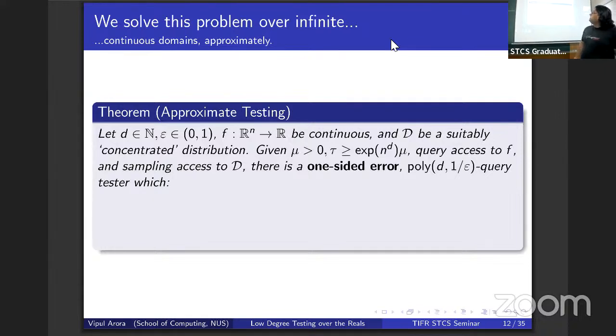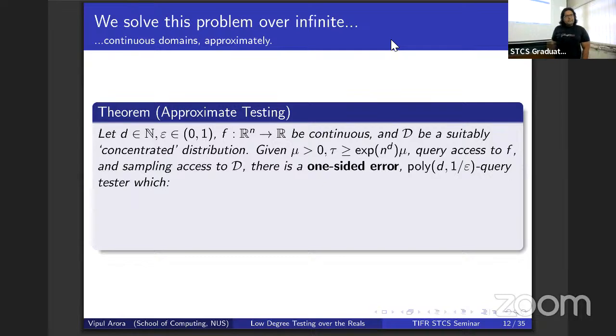For the approximate testing, we have the parameter D, distance parameter epsilon between 0 and 1, F from R into R is continuous. D is a suitably concentrated distribution. So what do I mean by suitable concentration? A suitable concentration is that you have a large enough radius ball in which at least 1 minus epsilon fraction of the mass of the distribution D is contained. So if your distribution D is not suitably concentrated, it means that almost all of the mass is at infinity, and testing with respect to those distributions is not very meaningful.